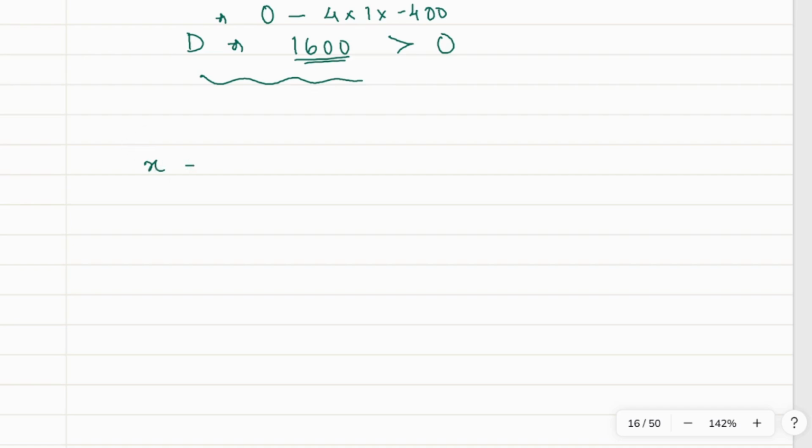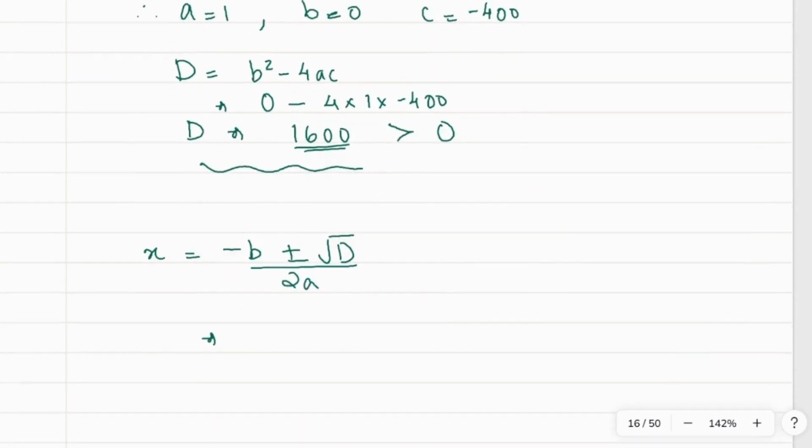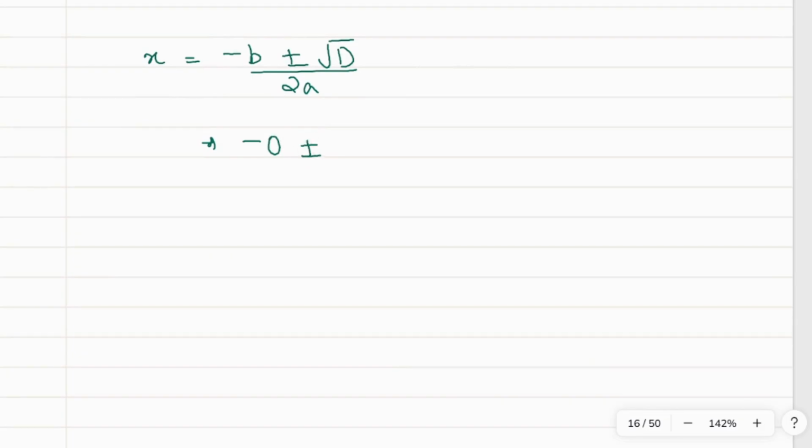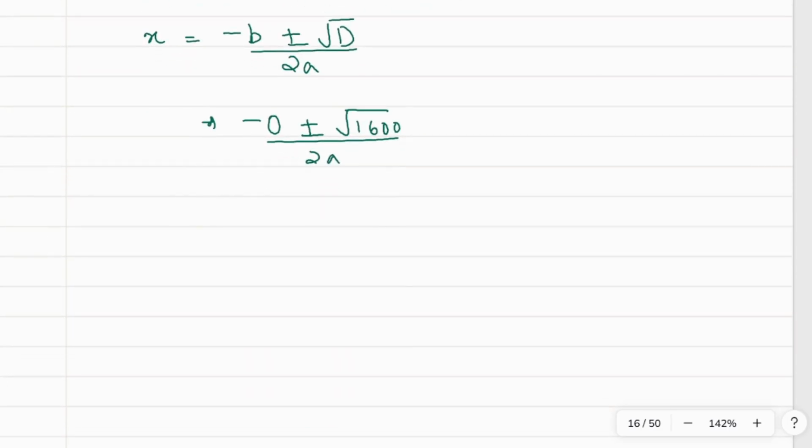Therefore, now we need to find the value for x. x is equal to minus b plus or minus root d divided by 2a. Here we already found d. That is equal to minus 0 plus or minus root of 1600 divided by 2a. a is equal to 1, that means here the denominator will become 2. Here one value will be plus root of 1600 divided by 2 and the other value will be minus root of 1600 divided by 2.